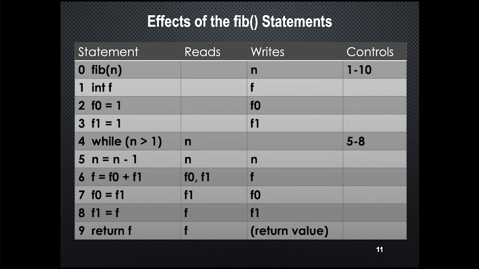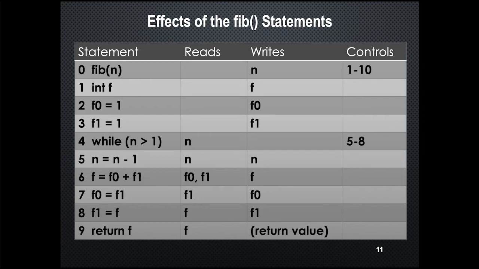In line 4, we have both a read and control statement. It reads the value of n, then controls whether the next lines 5 through 8 are executed. In the next line, we see that the variable n both reads and writes to itself. Line 6 reads values f and 0, writes to f. Line 8 reads the value of f, assigns that value to f1. And line 9 reads the value of f and sends that back to main.